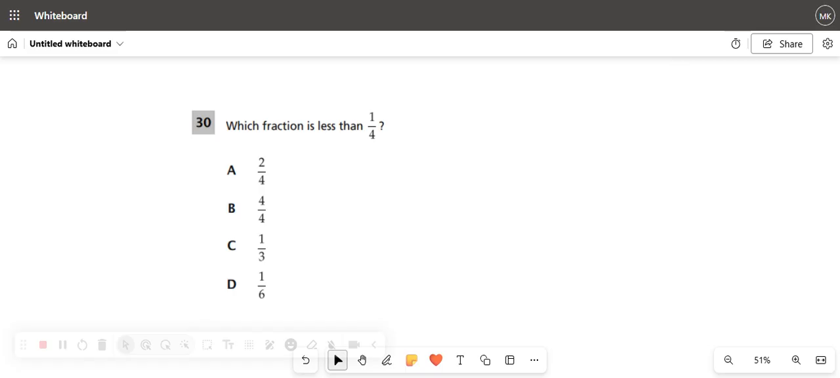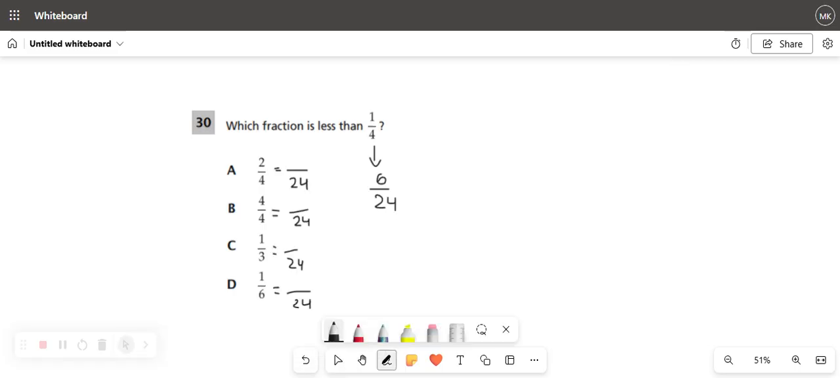So let's get started. For question 30, it says, which fraction is less than 1/4? For this question, you need to find the least common multiple of all of the denominators of the answer choices, and then you need to convert them. So the least common denominator of all of these would be 24. And after you convert all of the fractions, you can tell that the only fraction that is less than 1/4 would be 1/6. So D is the correct answer for number 30.